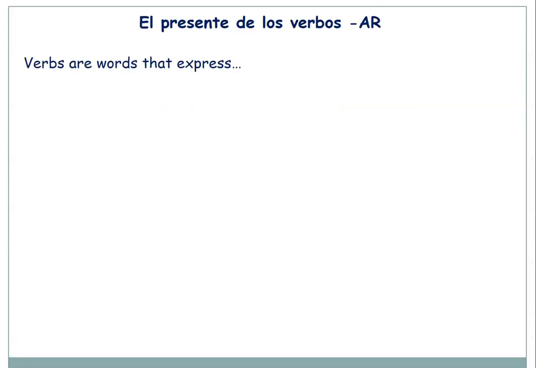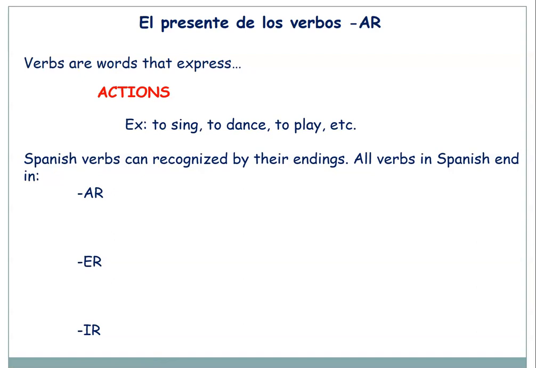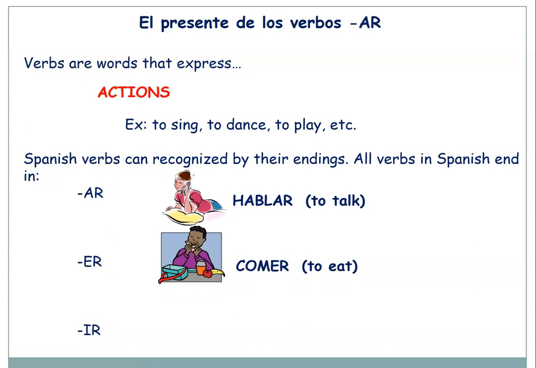El presente de los verbos AR. Verbs are words that express actions. Example, to sing, to dance, to play, etc. Spanish verbs are recognized by their endings. All verbs in Spanish end in AR, such as hablar, ER, such as comer, to eat, and IR, such as escribir, to write. And hablar is to talk. So hablar, comer, y escribir.